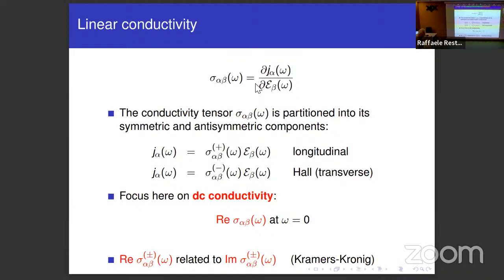Now, here we'll focus mostly on the DC conductivity, not on the conductivity at finite frequency omega. And it is important that while the conductivity is real in the time domain, its Fourier transform is complex. It always has a real and an imaginary part. We focus on the DC, that means that we focus on the real part when omega is zero, but of course you also have an imaginary part, which is necessary because of causality, because of the Kramers-Kronig relationship. The real part and the imaginary part are one the Hilbert transform of the other. So if you know the imaginary part, you also know the real part, and the reverse.